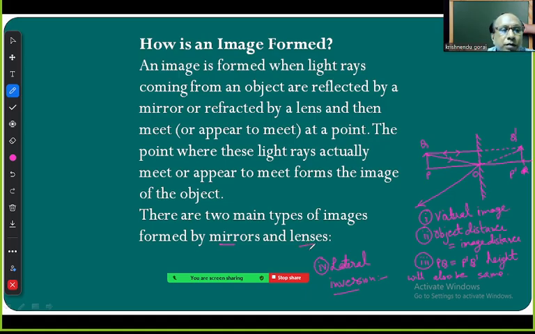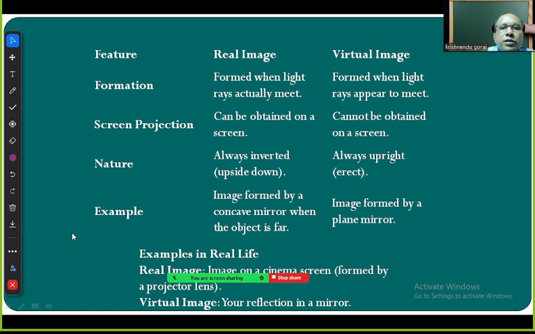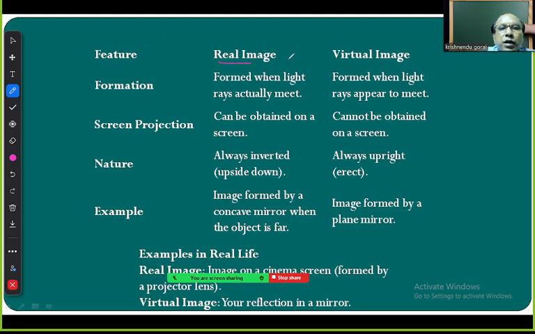Now the next one is features of real image. There are two types of images I already told you. One is the real image, another one is the virtual image, right? This is the difference between real image and virtual image. A real image is formed when light rays actually meet. I already told you when the light rays actually meet, that is a real image. And a virtual image is formed when light rays appear to meet.